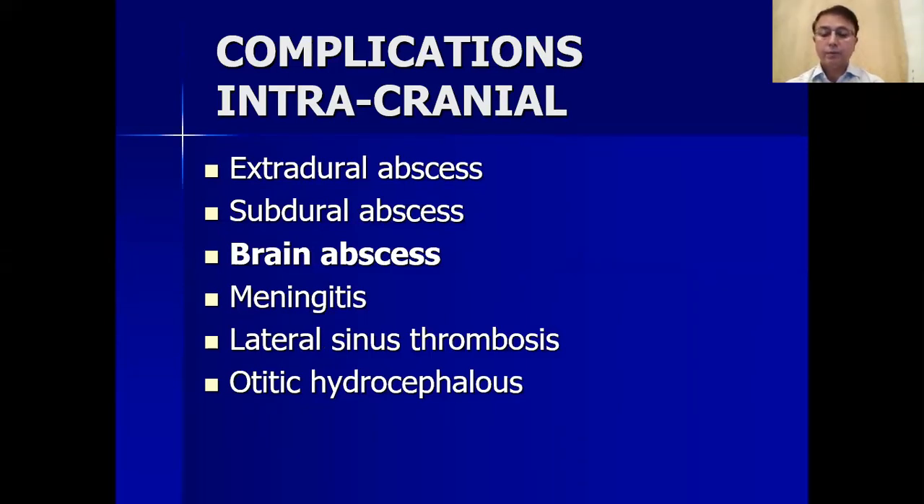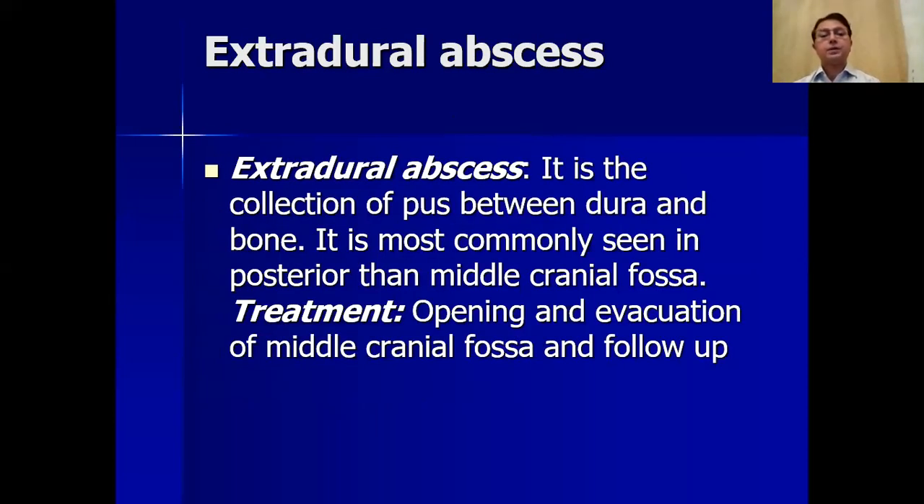Last time we were going through this, but again there was some problem, so I'm repeating these again. Extradural abscess is the most common complication intracranially. It is between the bone of the skull and the dura mater. It is most commonly seen in the posterior cranial fossa or in the middle cranial fossa, and evacuation of the abscess under general anesthesia is always necessary. Otherwise, the patient can have multiple swellings in the form of multiple abscesses over the mastoid region, behind the mastoid, or on the petrous temporal bone.